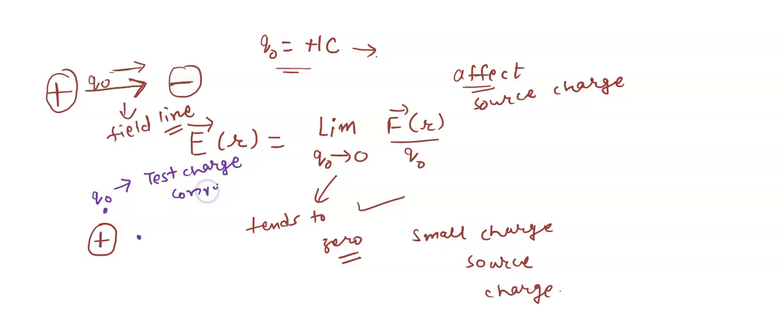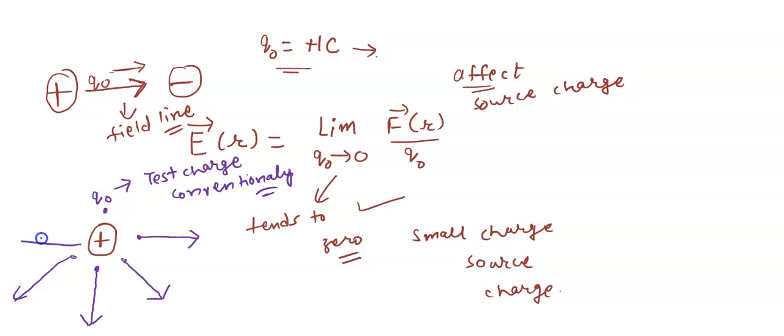So test charge conventionally is taken as positive. So what will happen? This positive charge will repel this positive charge like this. If this positive test charge is kept here, it will repel it like this. If it is kept here, it will repel it like this. Am I clear? So you can get the idea about the diagram of the electric field line around a positive charge.